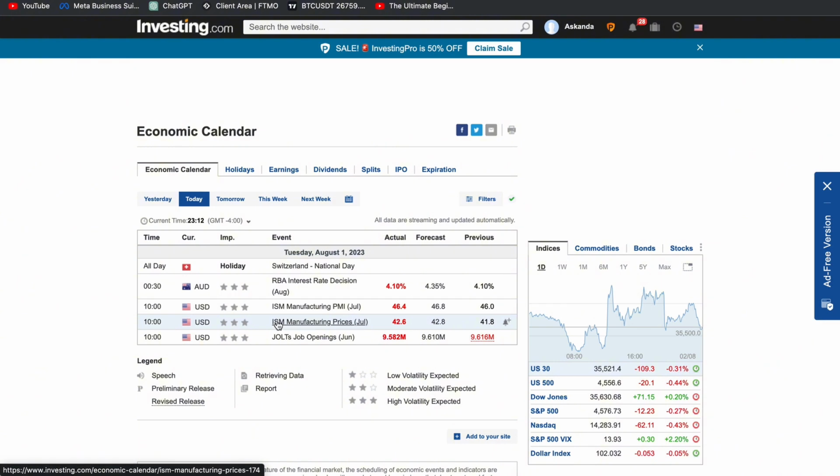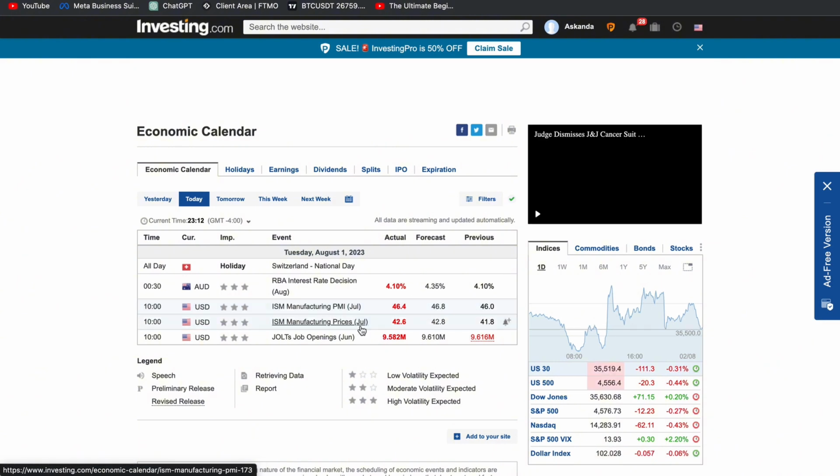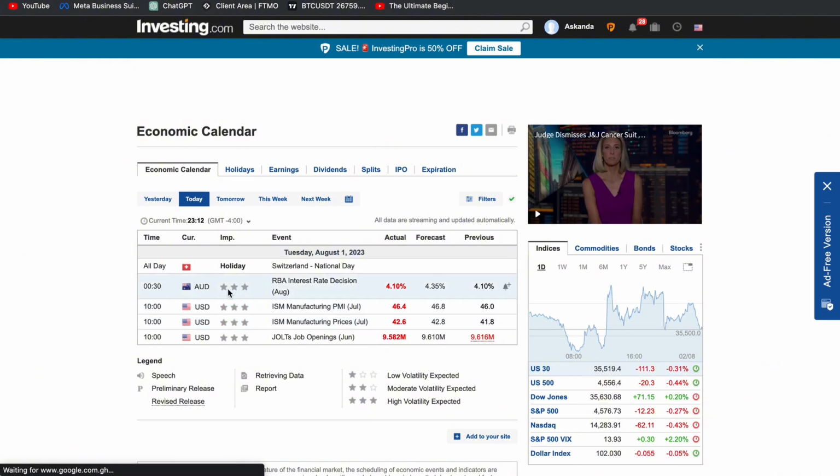So today we have ISM manufacturing PMI. We also have AUD interest rate. We also have this particular initial jobless claims. Usually when there is a news outbreak and the news has three hairs attached to it, it's telling you that there is going to be high volatility in the market.